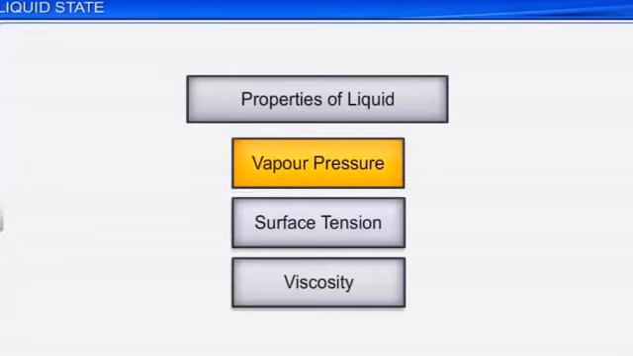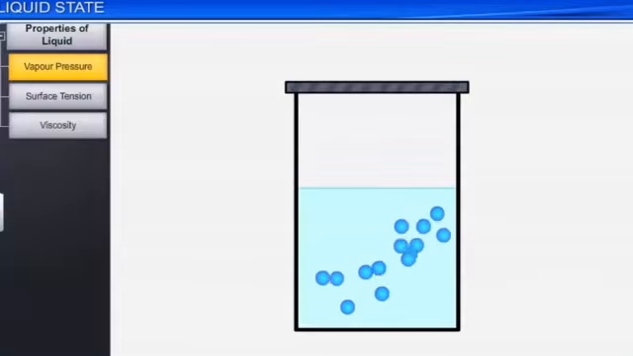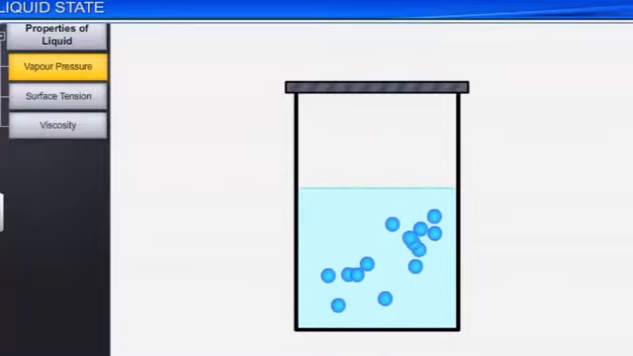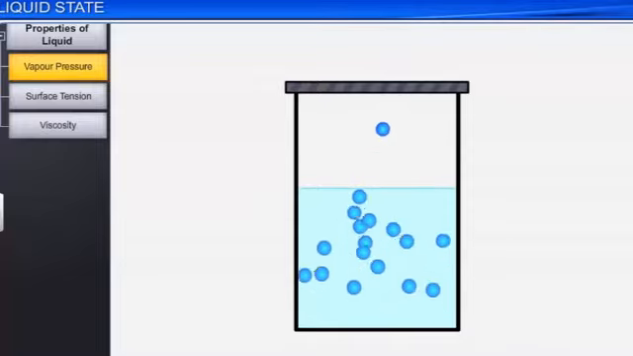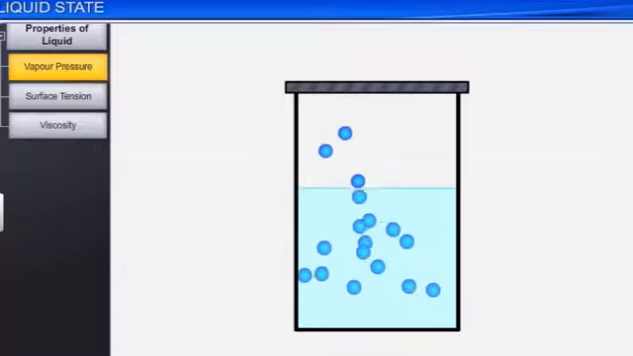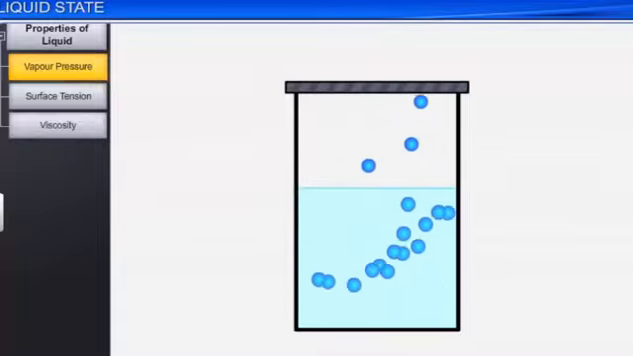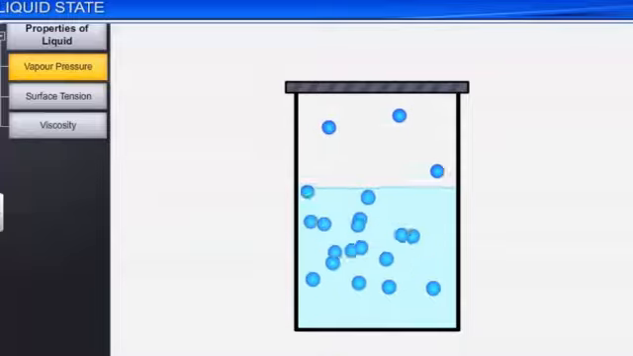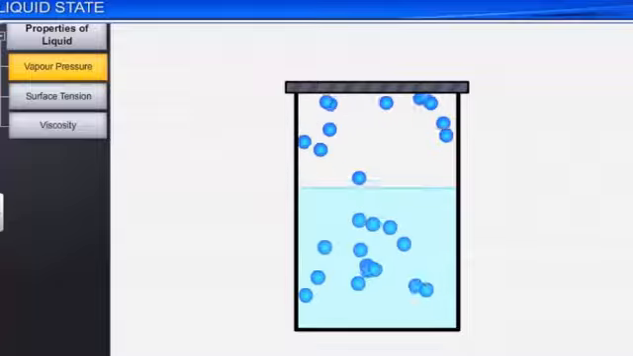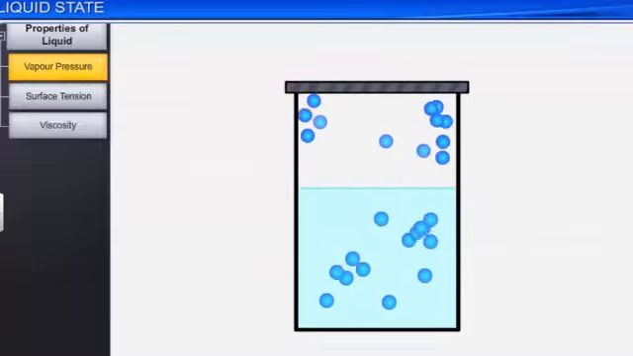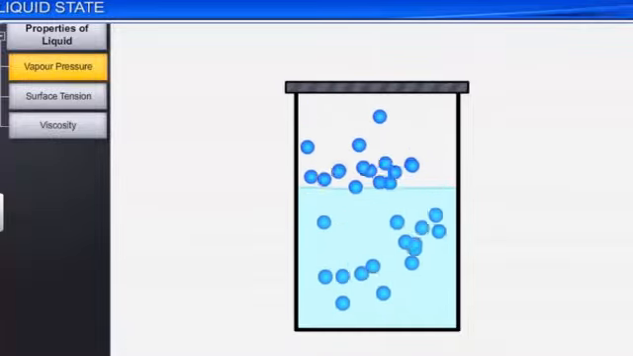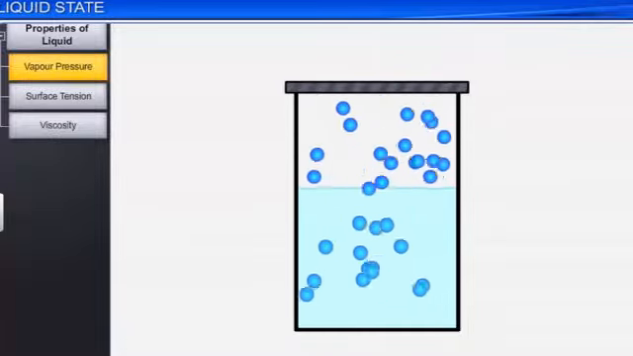Let us start with vapor pressure. When a liquid is partially filled in a closed evacuated container, the molecules of the liquid that possess above average kinetic energies overcome the intermolecular forces that hold them in the liquid and rise to the surface. These molecules start escaping from the surface of the liquid and reach into the vapor state. The process by which molecules of the liquid go into the vapor state from the surface of the liquid at any temperature below the boiling point of the liquid is called evaporation.